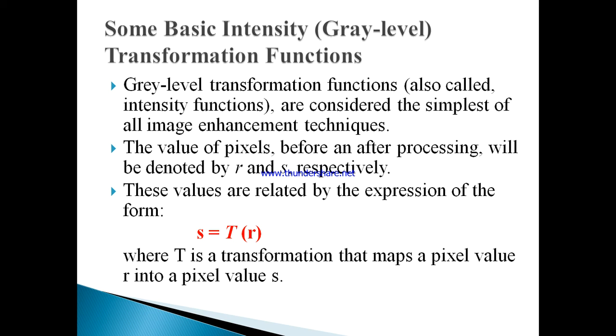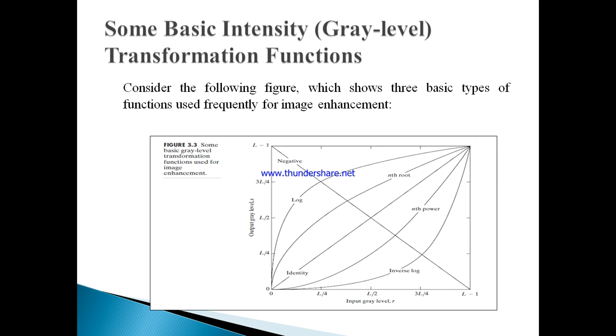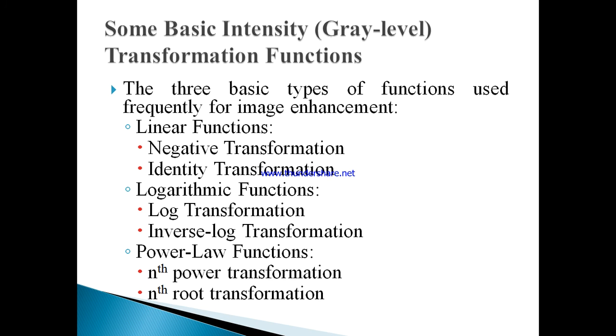So it is given by a particular expression, s is equal to T of r, where T is the transformation that maps the pixel value of r into pixel value s. So it is fully based upon this particular graph only. You will be having negative and, in opposite, positive, and then identity, negative and identity, that is log and inverse log, nth root and nth power. So based upon this only the processing will be done.